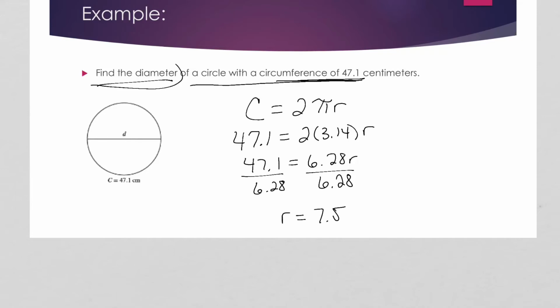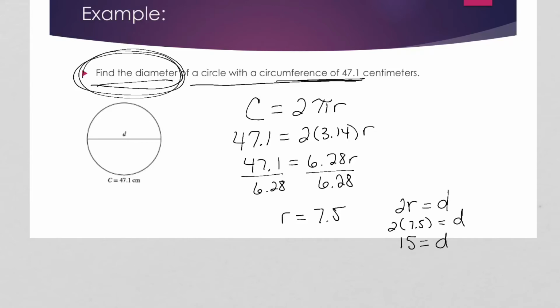Notice the question asks you for the diameter, okay? So to find the diameter, I take your radius and I multiply by 2. So I would do 2 times 7.5 is equal to my diameter. 15 is equal to my diameter. 15 what? Centimeters. So 15 centimeters is my diameter.